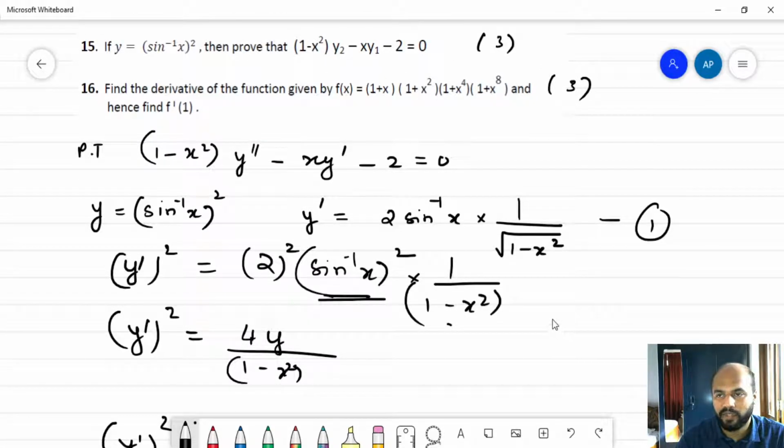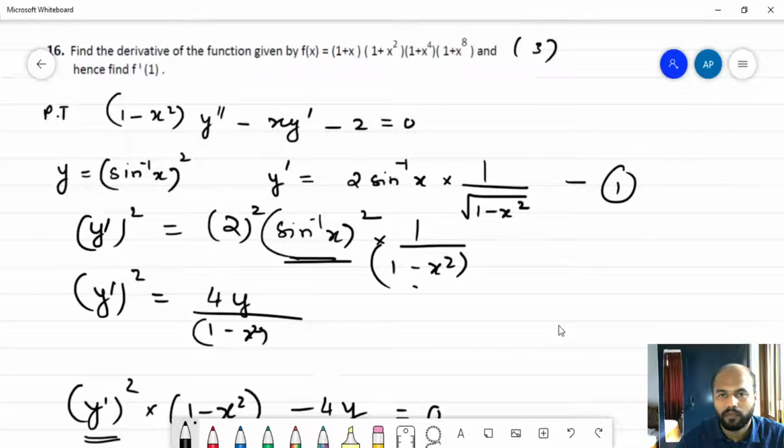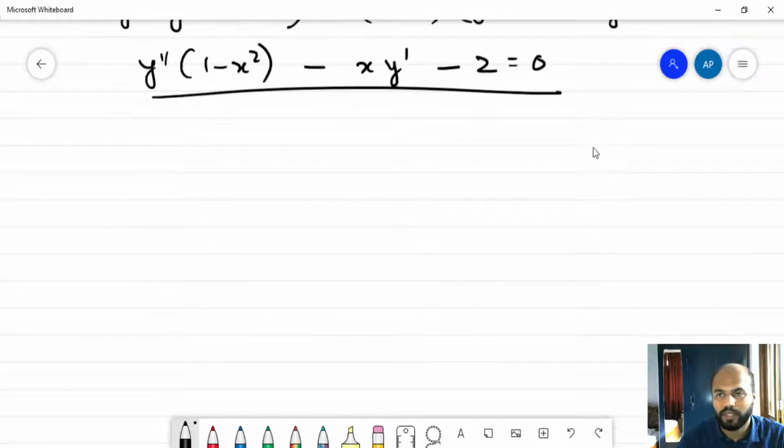Let's take the other function as well, which is a great example of logarithmic differentiation. And if you go to solve this by the normal method, then it will take a lot of time. So this is a function that is given to us, and we will find f dash 1. So that is also there for 3 marks.